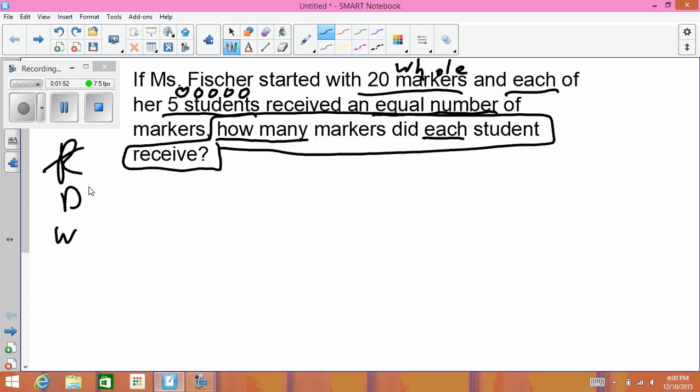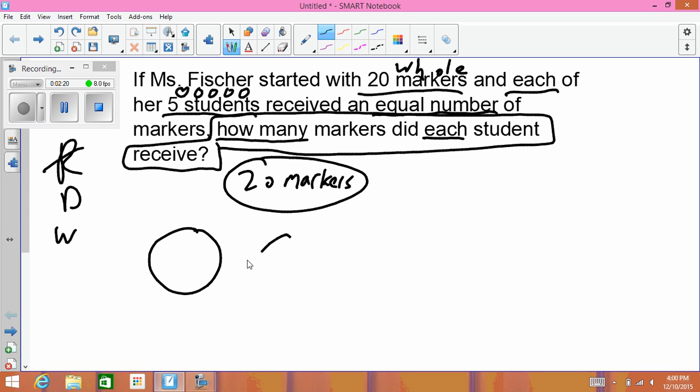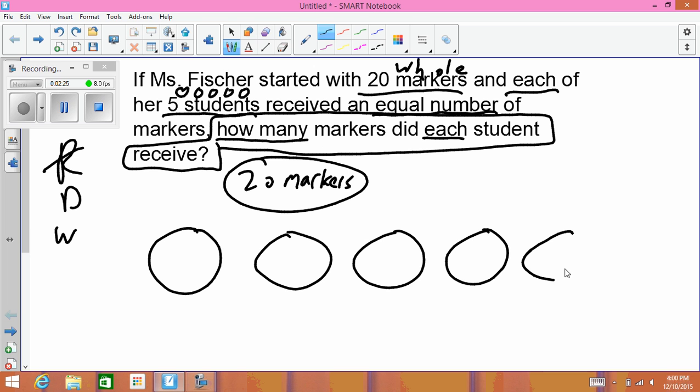So what I know is that I have 20 markers. Those 20 markers are my whole. So I've got a whole of 20 markers. What I also know is that I have 5 students, and Ms. Fisher is going to give each of those 5 students an equal number of markers. So those 20 markers will be divided evenly among 5 students. So I'm going to draw a model for my 5 students. So there's student number 1, there's student 2, there's student 3, this is student 4, and this is student 5.